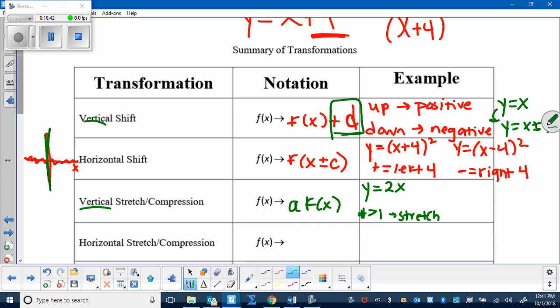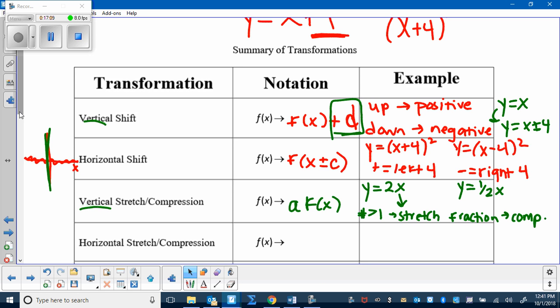Anything that's a fraction that's less than 1, okay, so like 2/3, 1/2, anything that's a fraction less than 1 is going to be a compression. So fractions are compressions, and numbers that are greater than 1 are stretches. Okay, so this is a stretch. A compression would be like 1/2. Okay, any number that's out in front is a vertical stretch or compression.